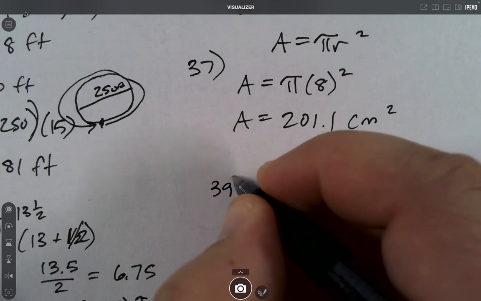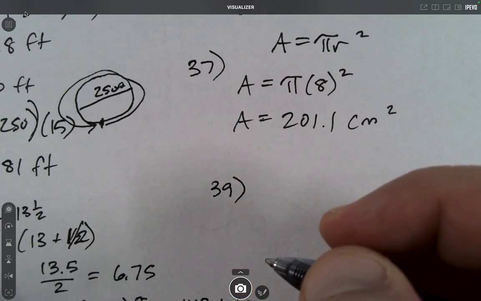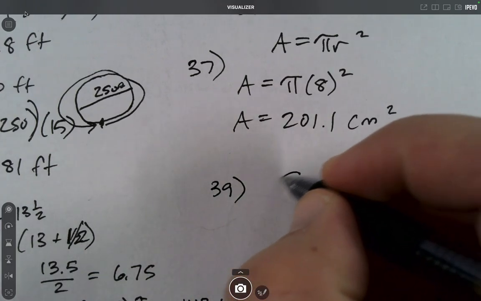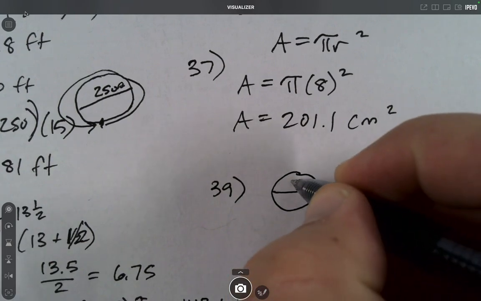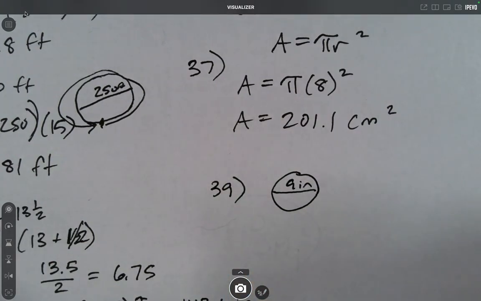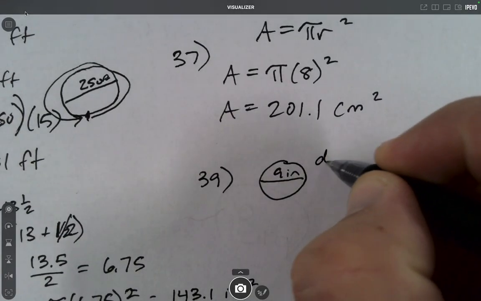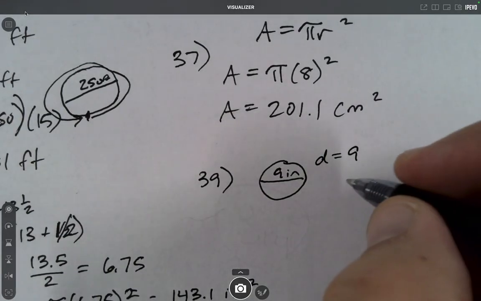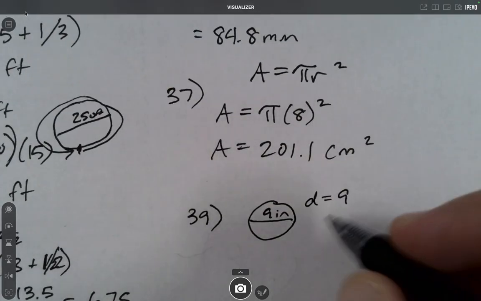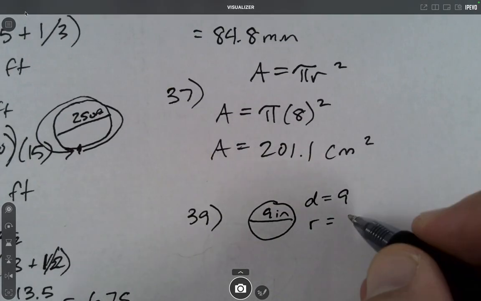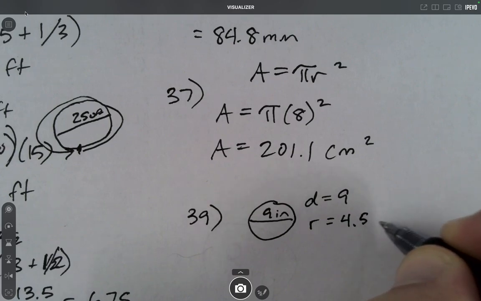Okay, last one, 39. A blueberry pie has a diameter of 9 inches. So we have a diameter of 9 inches. Then they say, what's the area of the top crust? So we're just finding the area of the circle. It's like we're looking at the pie directly from above. Again, they told us the diameter is 9, but we need the radius for the area of a circle, so we cut this in half. You can say 9 halves or 4.5.